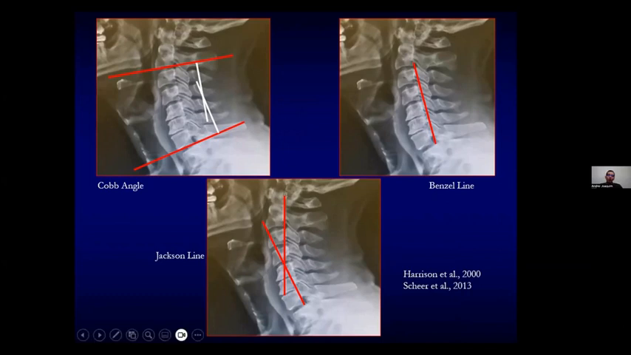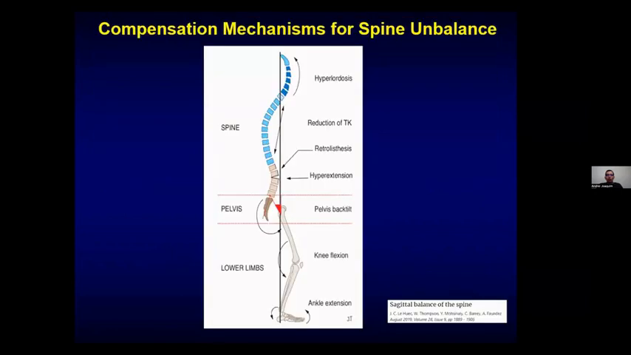It's a line from the body of C2 and the body of C7. The bisection of these lines gives you an angle of lordosis. So you can evaluate the lordosis using different forms.